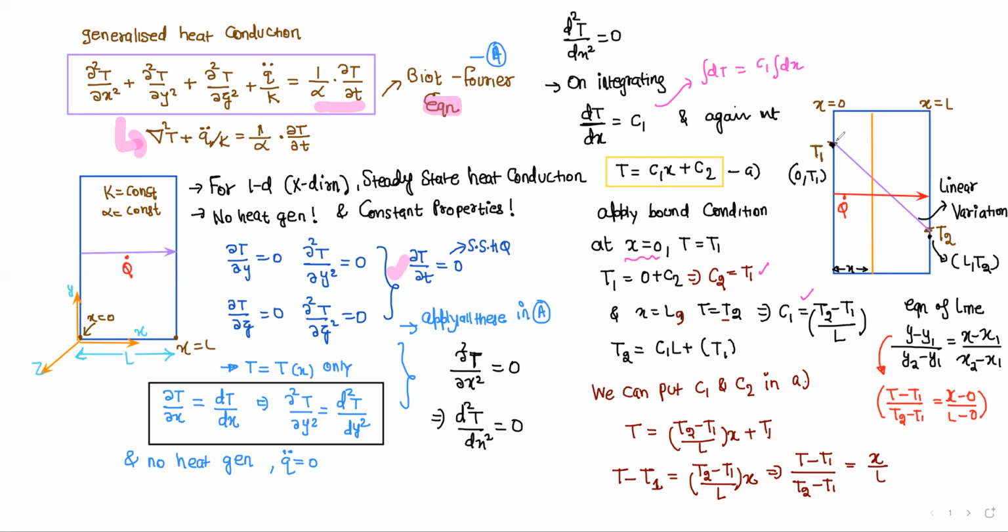The line joining T1 and T2 is a straight line. Since this is a straight line, from coordinate geometry we have the equation of the line as (y minus y1) by (y2 minus y1) equals (x minus x1) upon (x2 minus x1). Since temperature is in the y direction and length is in the x direction, substituting the terms in place of y and x, we get the same result. This is pretty easy.